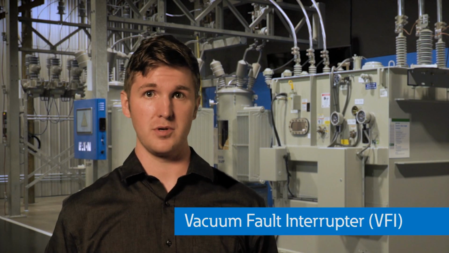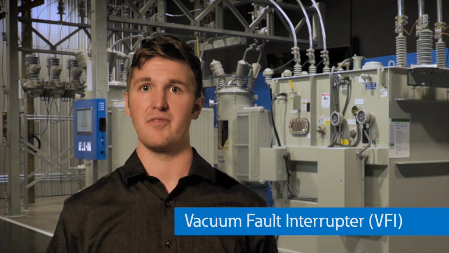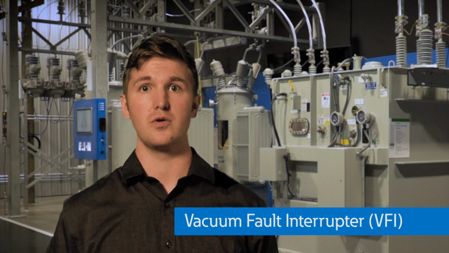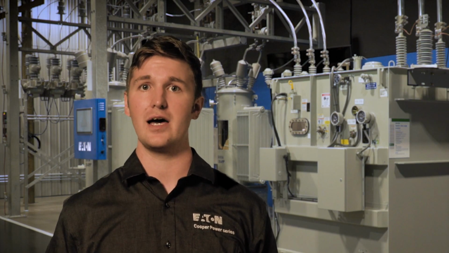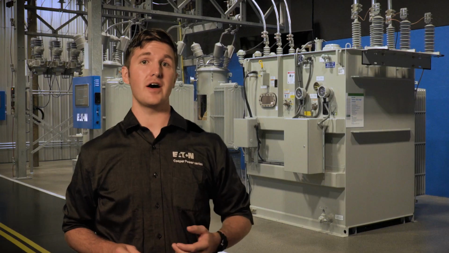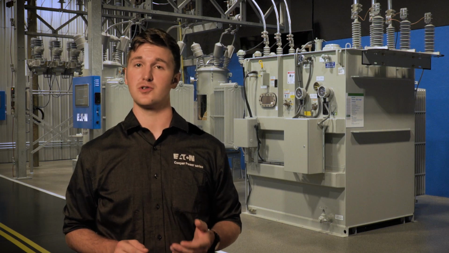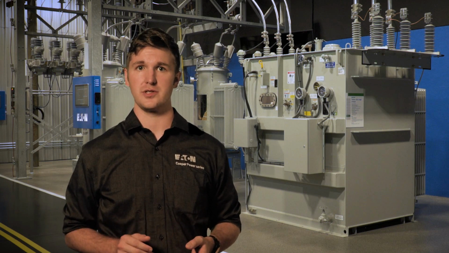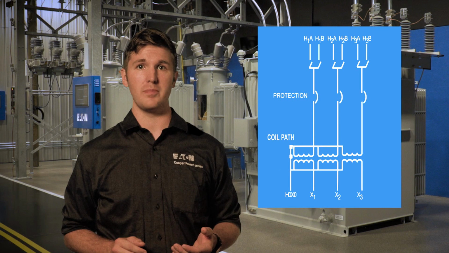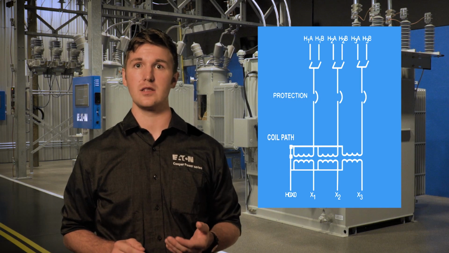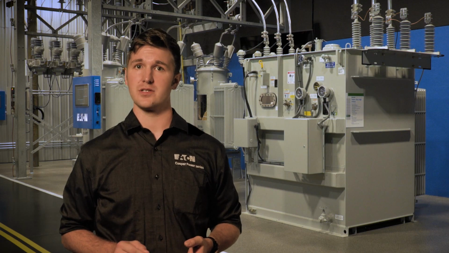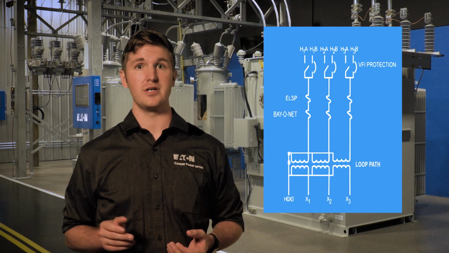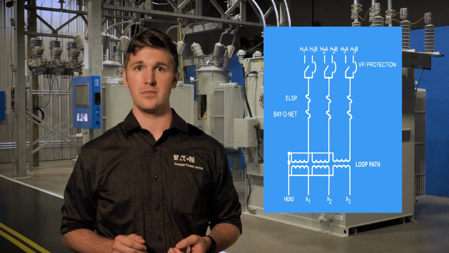Eaton's VFI transformers utilize vacuum interrupters to provide fault current interruption and load make or break switching capabilities. The VFI transformer uses the same technology in Eaton's VFI pad-mounted switchgear. VFI transformers can be specified for either transformer protection or loop protection. When the VFI is on the coil path, it can protect the transformer and low voltage in overcurrent situations. When the VFI is on the loop path, it can protect the loop or downstream section of a feeder.